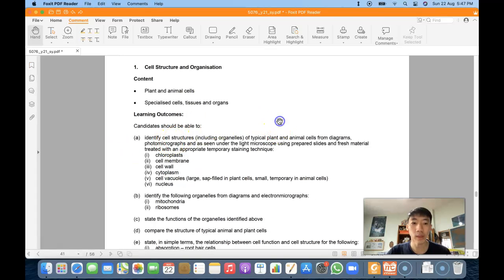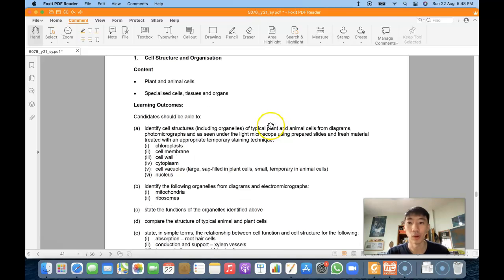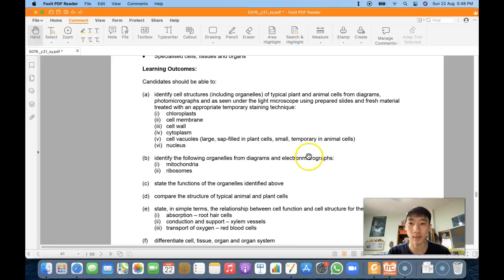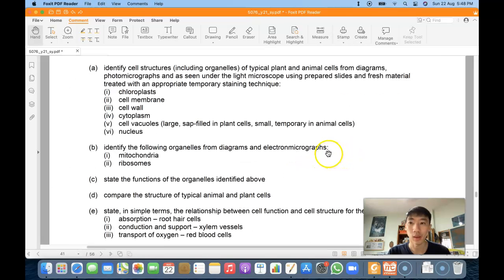And so why is this document important for you to look through? It's basically a checklist for you to see if you have understood everything from the chapter. Let's take for example chapter 1, cell structure and organization. You can see that the very first learning outcome is that candidates should be able to identify cell structures, right?